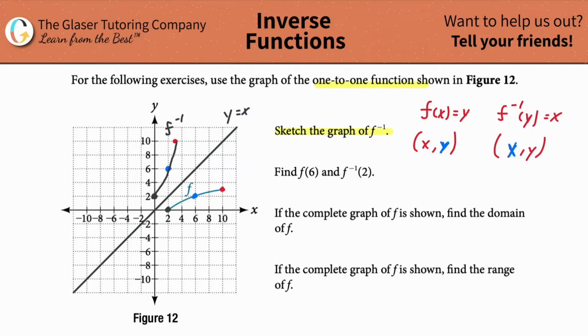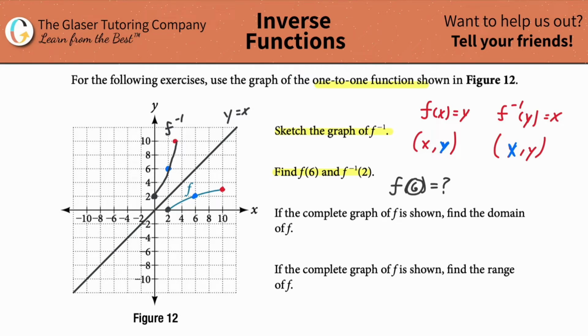Now let's take a look at the next question. It says, find f of 6 and f minus 1 of 2. All right, so let's reinterpret this. It says find f of 6. Remember, this is in the notation of f of x equals y. So they told you the x value. They told it to you. They said that f of 6 is equal to something.